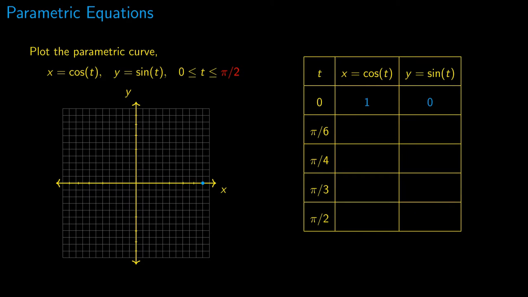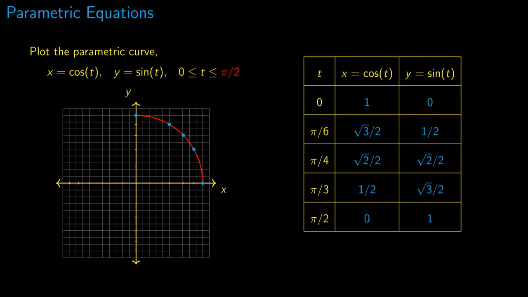And if we let t be pi over 6, we get square root of 3 over 2 for x and 1/2 for y. When t is pi over 4, we get square root of 2 over 2 for x and square root of 2 over 2 for y. When t is pi over 3, x is 1/2, y is square root of 3 over 2. And finally, when t is pi over 2, x is 0 and y is 1.